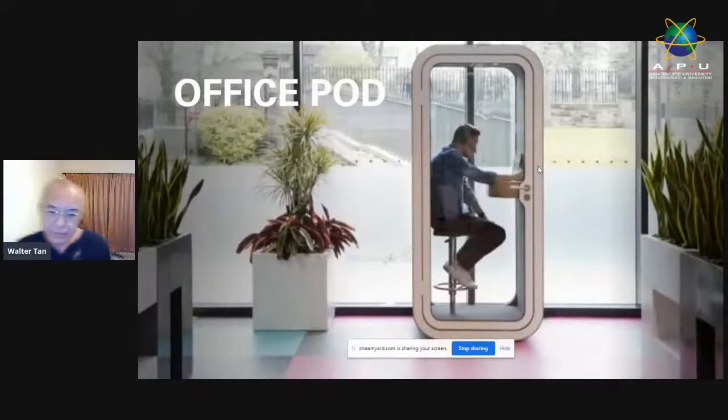Now, lifestyle will change. From here we can see the office where we work. Now we have the office pod, and everything goes into the pod. This is actually not a new design anymore. I designed it, I think, 10 years back for your own personal space. But now it can be put to good use.